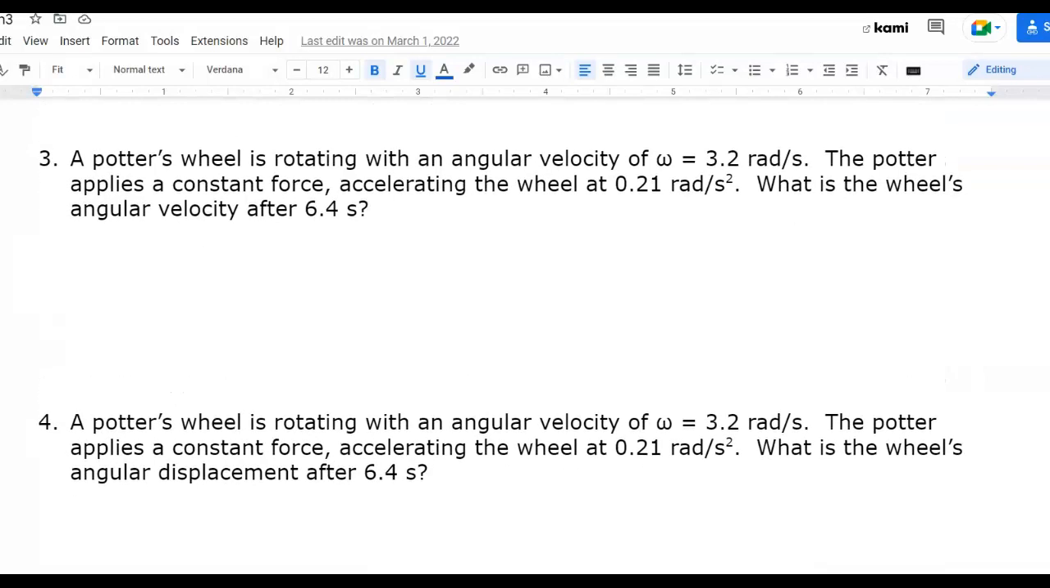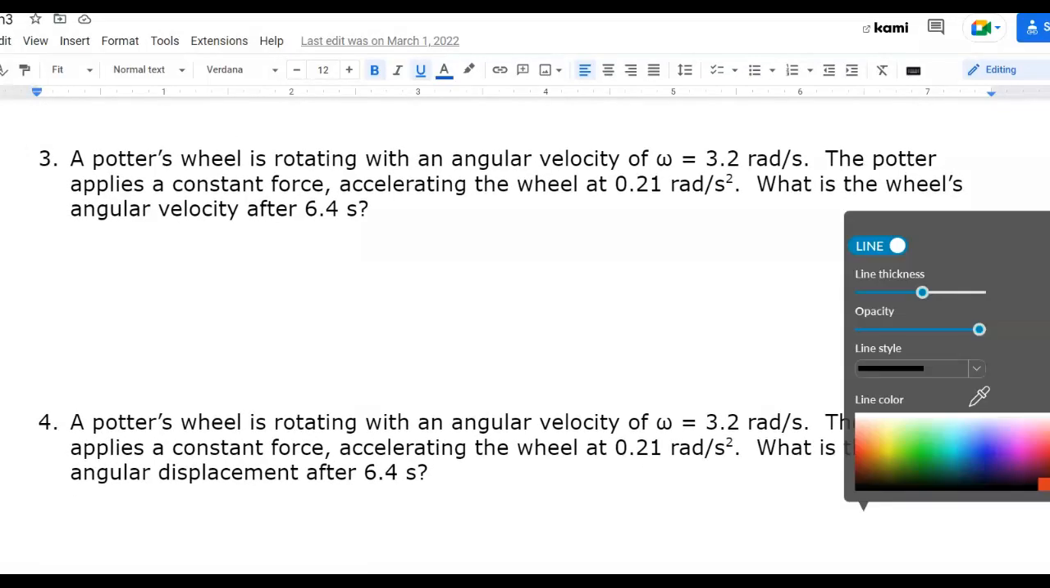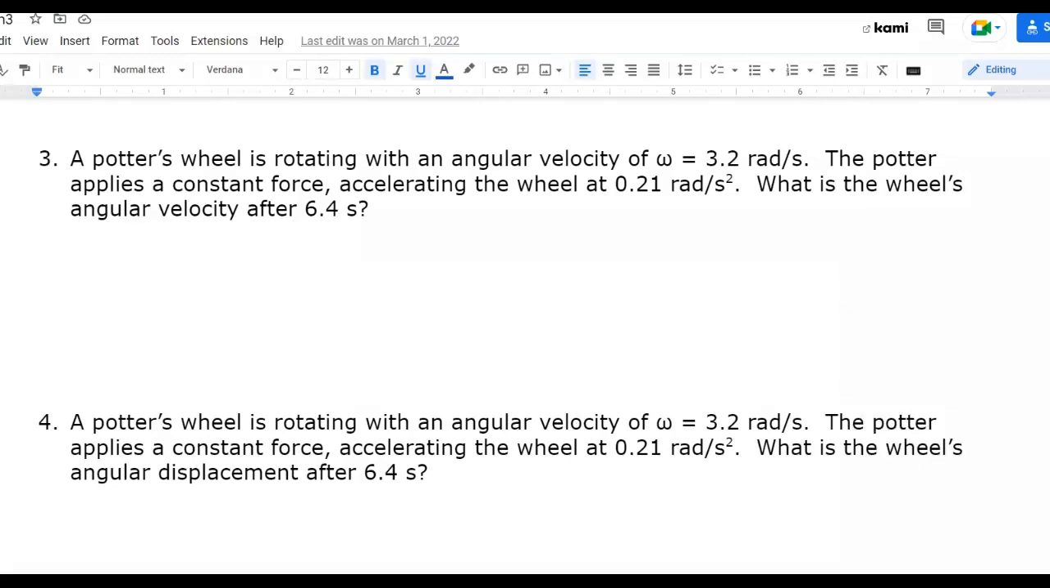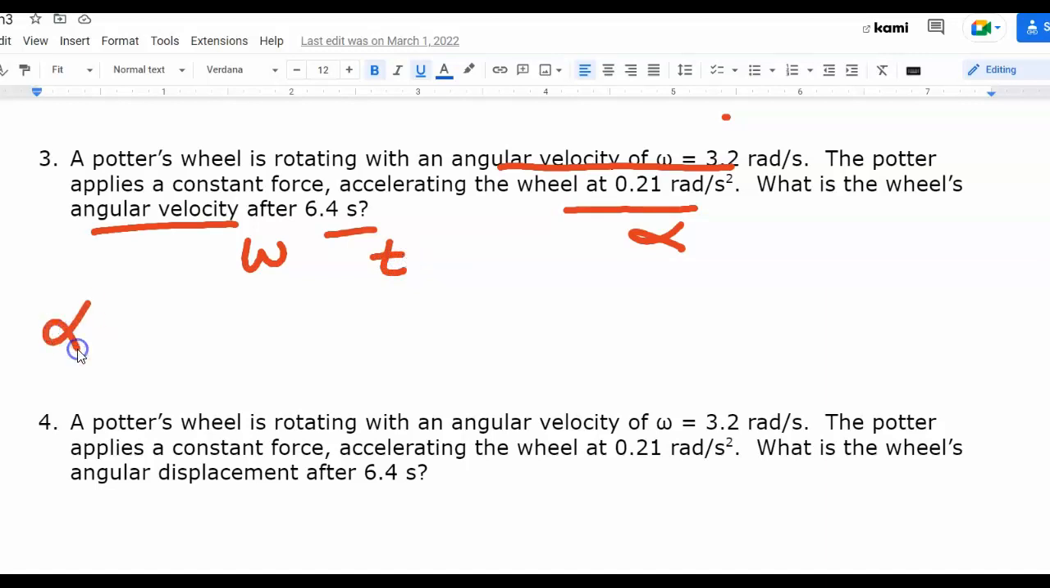Let's underline again. Potter's wheel, angular, that's the omega. I think this is the lowercase omega. Yeah. Accelerates, there's my alpha. What is the angular velocity? So this is straightforward. There's a t. It's kind of like what we already did, right, Gigi? What's that equation? Alpha equals delta. Right. So alpha is radians per second squared.